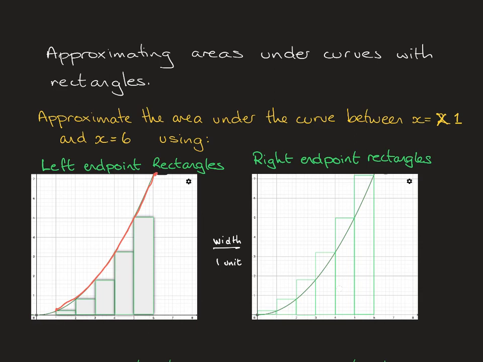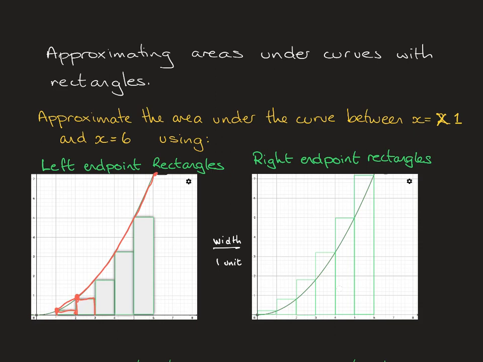Now we're going to use two sorts of rectangles. You can see here we've got what we call left end point or left end rectangles. Sometimes they call them left rectangles. And left rectangles have their top left corner touching the curve. So you can see that this one here, top left corner touching the curve. This one here, next one along, top left hand corner touching the curve. So these are left rectangles or left end point rectangles.